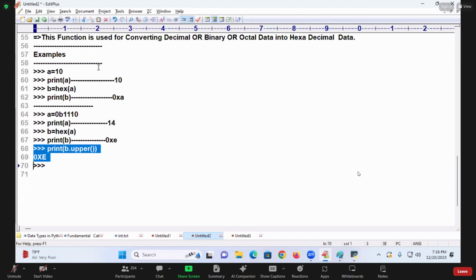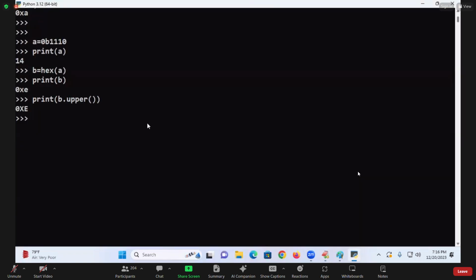Now, this you try to remove. Go to the place. Next one, octal. Come to A is equal to 0O17. 0O17 in decimal is what? Come on, 15. B is equal to hex of A. Print of B. What is that now?